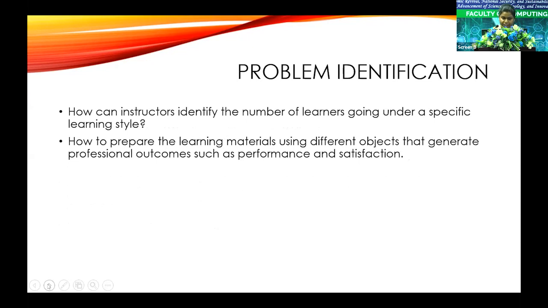Problem identification. The problem that I've identified was that the instructors in a specific university cannot identify the number of learners who are going under a specific learning style. So if there is such a mechanism to identify the number of students in a particular learning style, that instructor will get a big advantage to create their learning materials for better understanding.